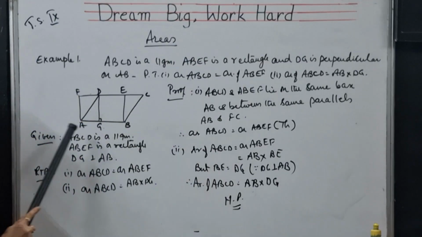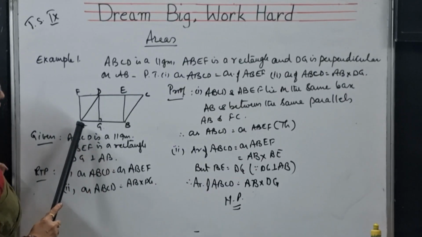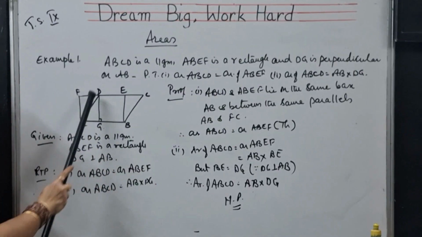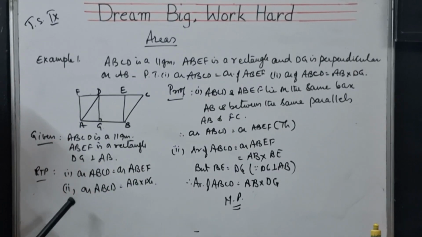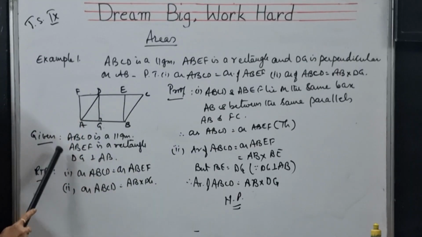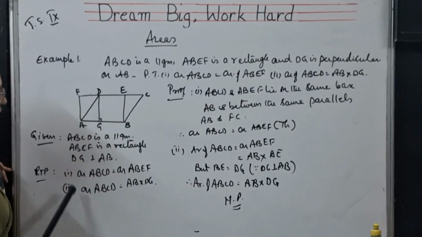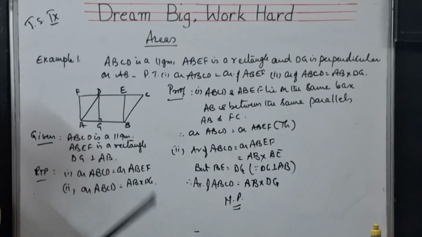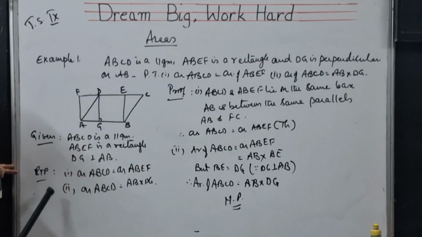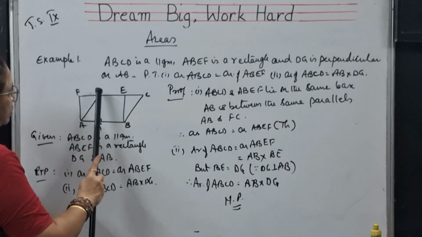What is that they said? ABCD is a parallelogram, ABEF is a rectangle. You need to prove that area of ABCD is equal to area of ABEF. And also DG is perpendicular to AB. We need to prove that area of ABCD is AB into DG. So what is given? ABCD is a parallelogram, ABEF is a rectangle and DG is perpendicular to AB. What we need to prove? Area of ABCD is equal to area of ABEF, and second bit, area of ABCD is equal to AB into DG.